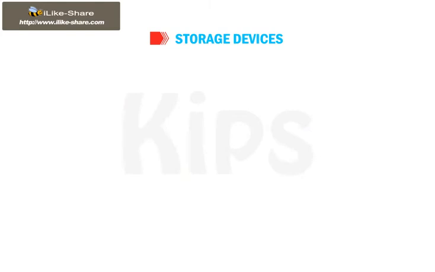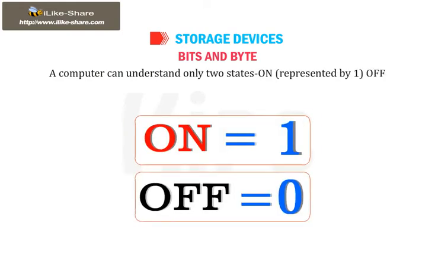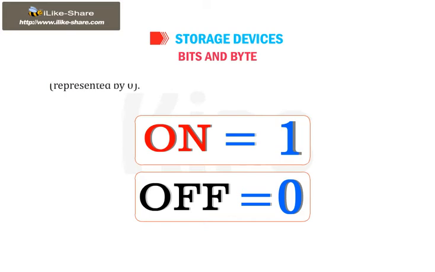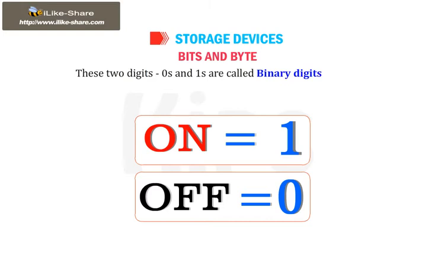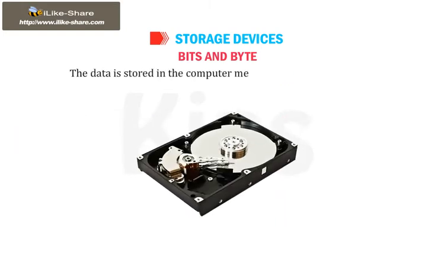Let's first discuss bits and bytes. A computer can understand only two states: on, represented by 1, and off, represented by 0. These two digits, zeros and ones, are called binary digits or bits. The data is stored in the computer memory in the form of bits and is measured in bytes.